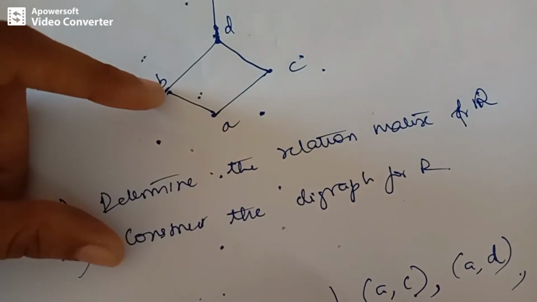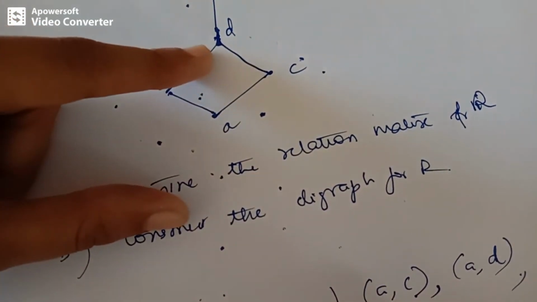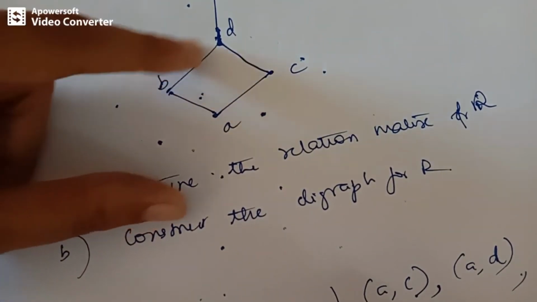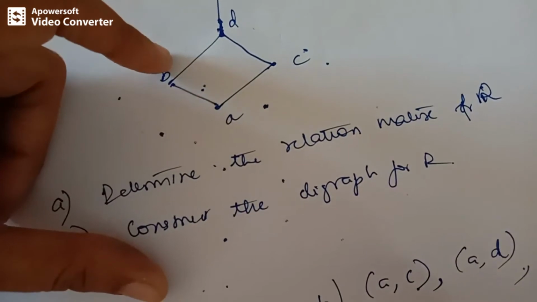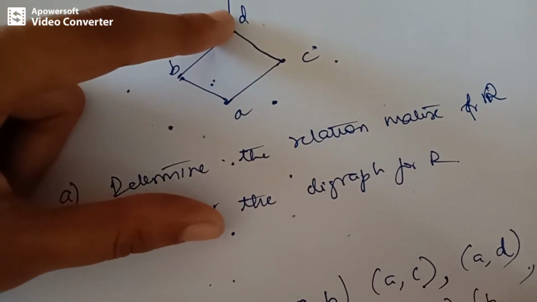Then when we start with B, B is related to D. See, the edges are pointing upwards, so I can say that this is the relation. It goes like this. Okay, so B is related to itself, B is related to D, and then B is related to E.